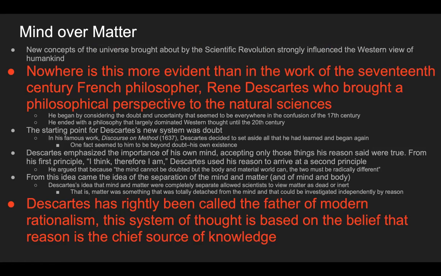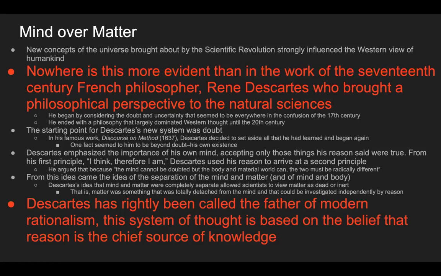The starting point for Descartes was the new system of doubt. In his famous work, Discourse on Method, Descartes decided to set aside all that he had learned and begin again. One fact seemed to be beyond doubt: his own existence. Descartes emphasized the importance of his own mind, accepting only the things his reason said were true. From his first principle, I think, therefore I am, Descartes used his reason to arrive at a second principle.